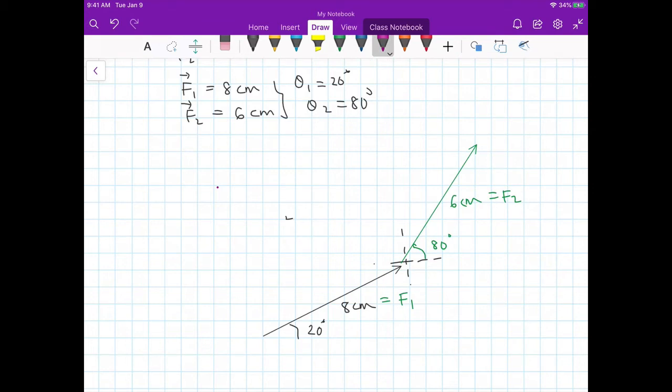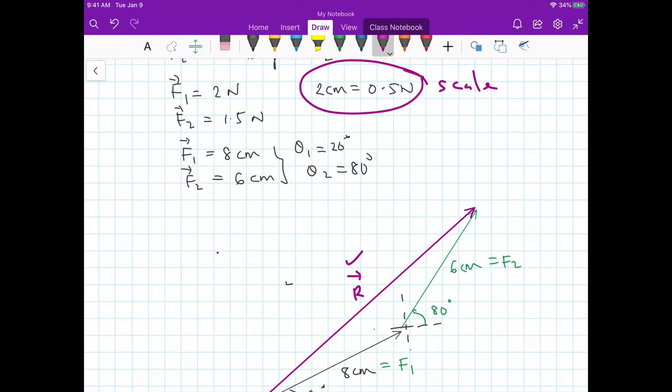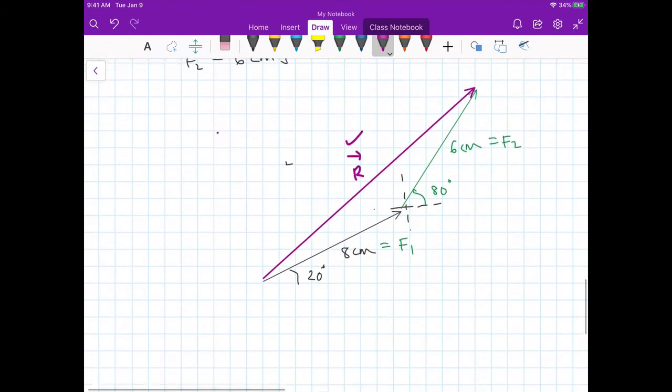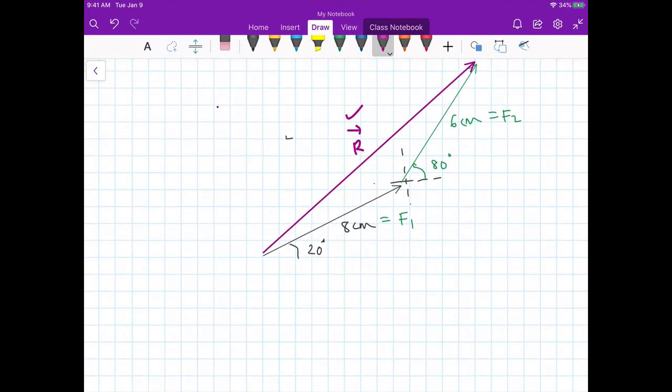Now I need to find my resultant. Easy, once again. Your resultant must run from the tail of the first vector to the head of the last vector. That's it. This is your resultant vector. Use your ruler and measure the length of R. Then using the scale, convert how many newtons that value is. And you need to find the angle of the resultant.